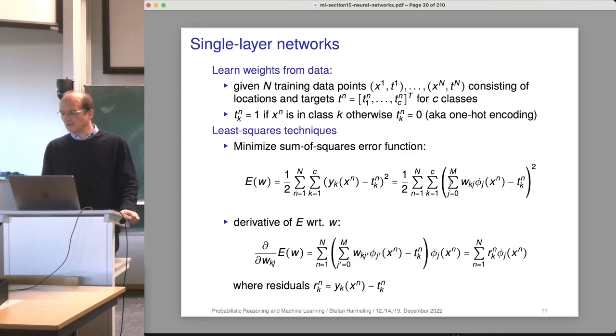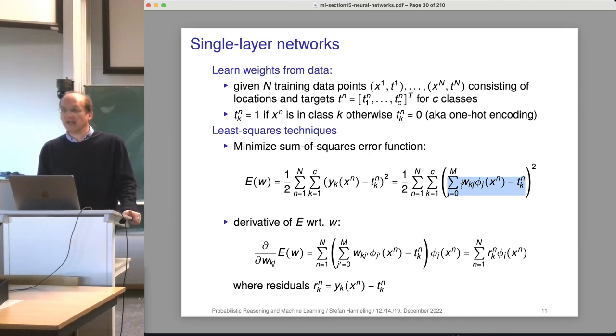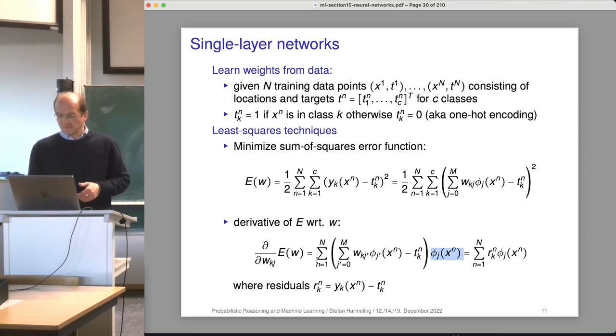And the inner derivative of this summation here, for w_kj, is only the kth term, where k is equal to j. I'm basically picking out the right row. I'm only picking out the summand where the w_kj appears, and that is the one with the phi_j. So that's where I'm getting the phi_j. So this is the derivative of the inner function, and the front part here is the derivative of the outer function. Okay, it's just a chain rule.